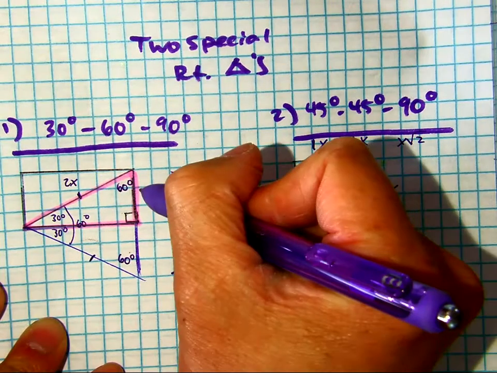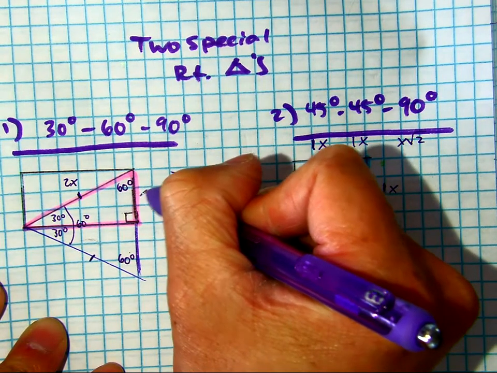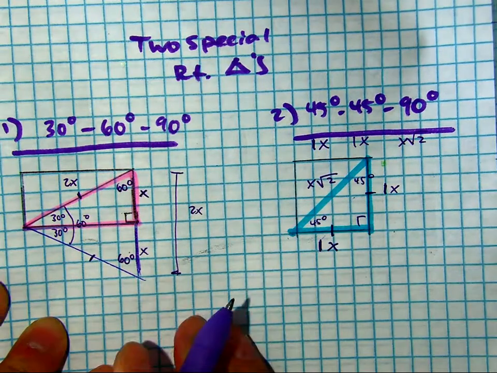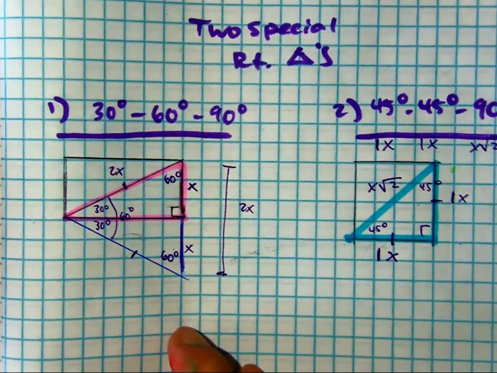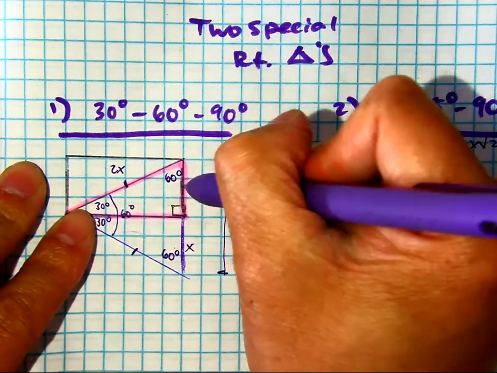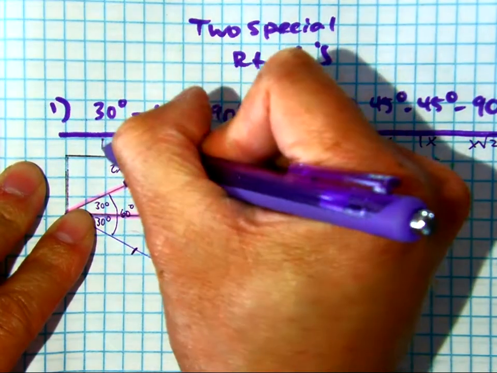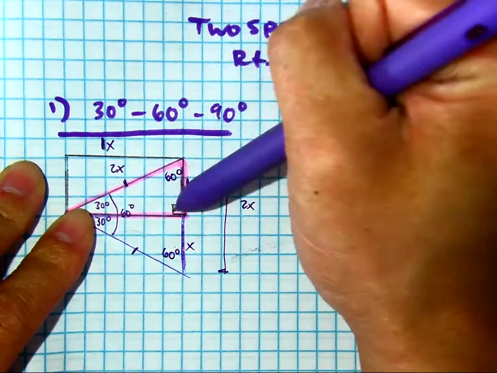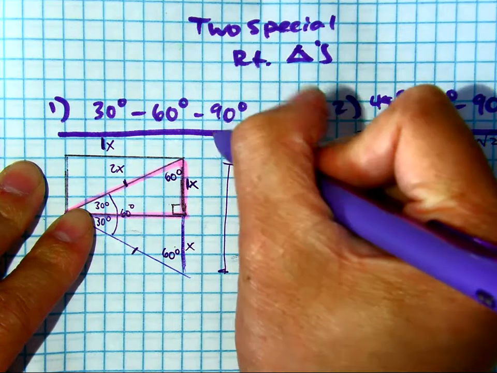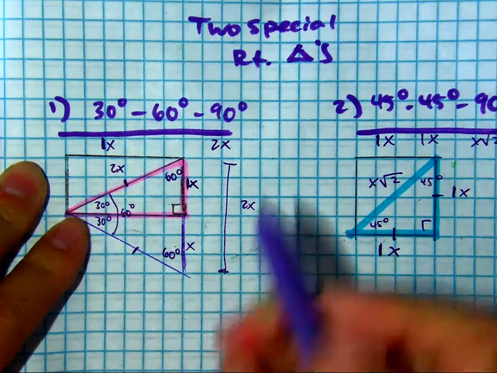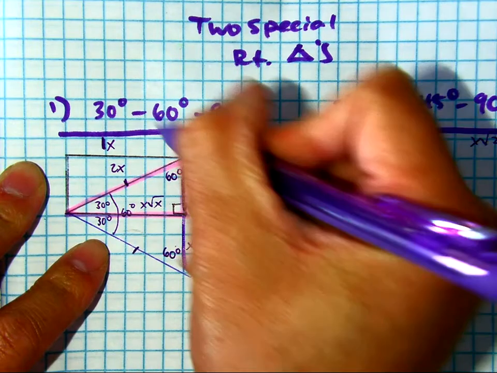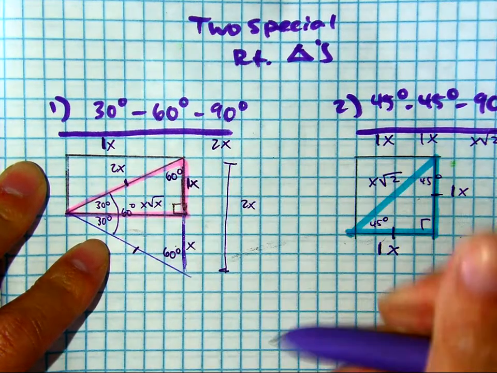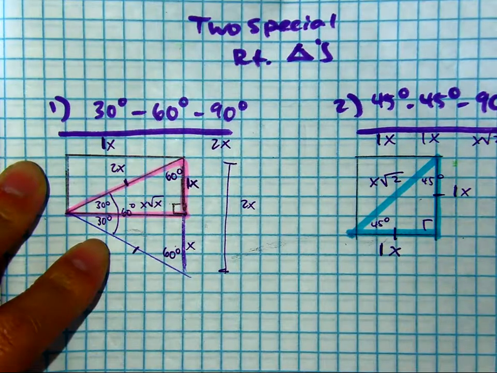So, let's review. Across the 30-degree angle will always be 1x. Always across the 90-degree angle will be 2x. And always across the 60, once you do the Pythagorean theorem, you'll get x radical 3. That's a 3. X radical 3.